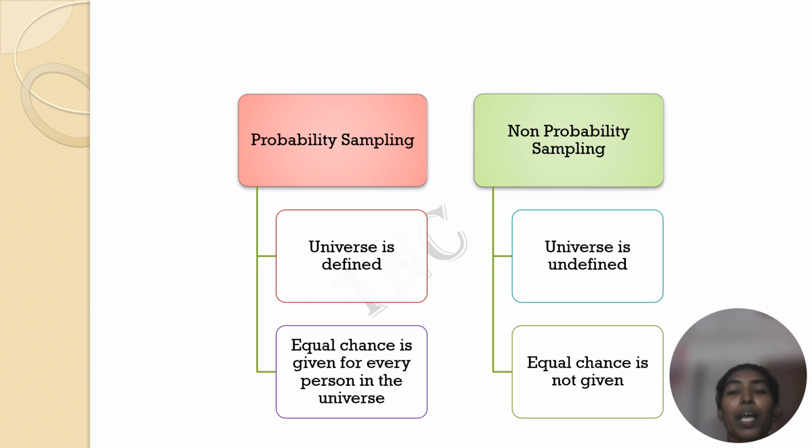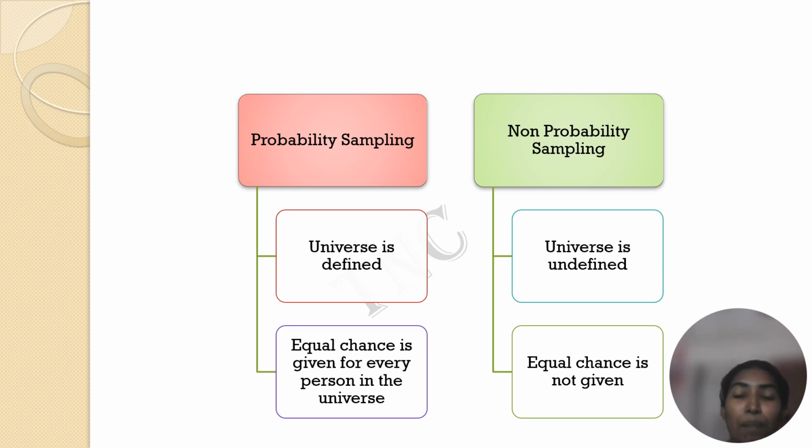For example, if you are collecting data from college students with respect to a particular college, then you can get the data of the exact number of students, that is your population size, from the management. So here the universe is defined. An equal chance is given for every person in the universe. So by adopting any one of the sampling techniques, you can provide equal chance for every member of the population to become a sample.